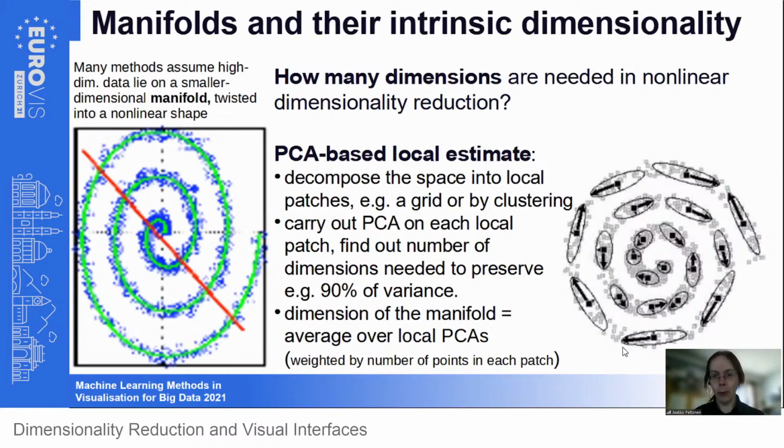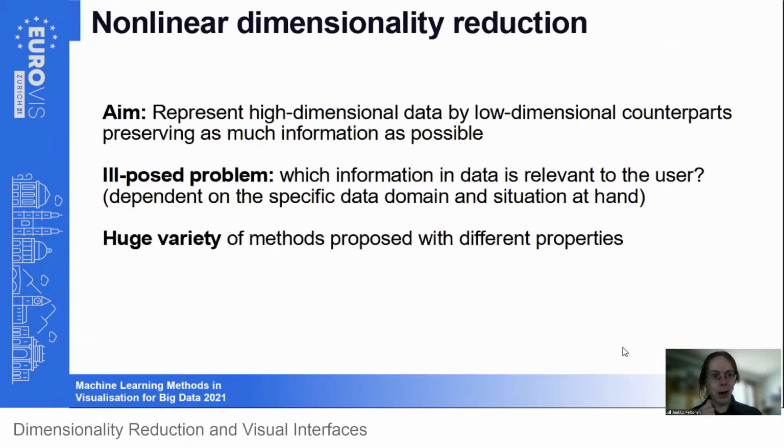So how would you unfold that? Well, there are many nonlinear dimensional reduction approaches which have a lot of different mathematical representations, a lot of different properties. This is kind of an ill-posed problem. There are so many ways you could go about it, that there is no one true perfect solution. It depends on what information is relevant to the person who is doing the reduction. So it depends on the domain, it depends on the situation, the task. So I'll mention a couple of different approaches.